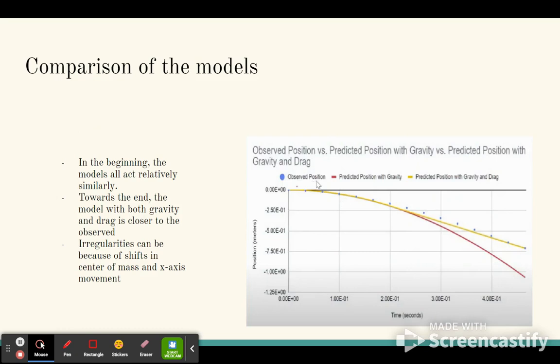conditions. So in comparing the models, you notice that they start similar at the beginning, but towards the end, the model with both gravity and drag is closer to the observed model. And the irregularities in the observed can be caused by shifts in center of mass as well as the movement of the x-axis.